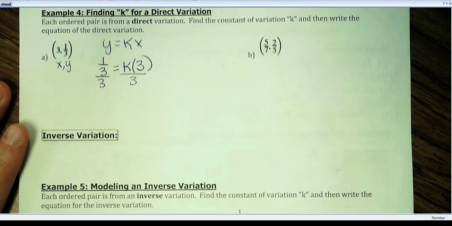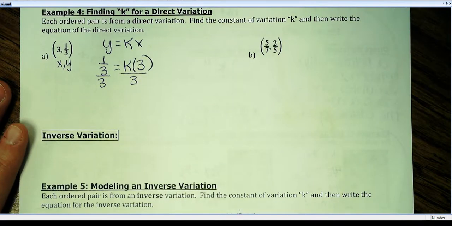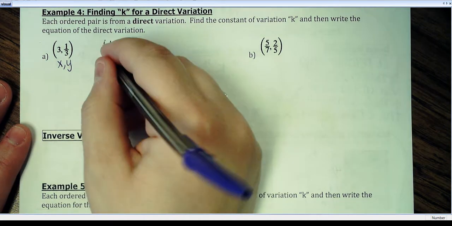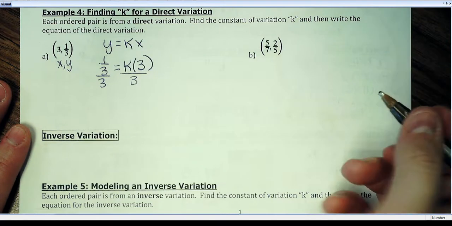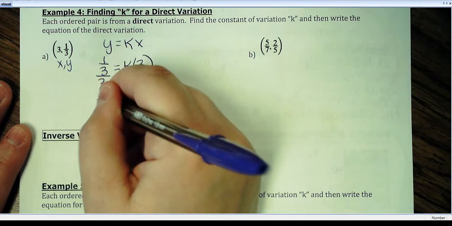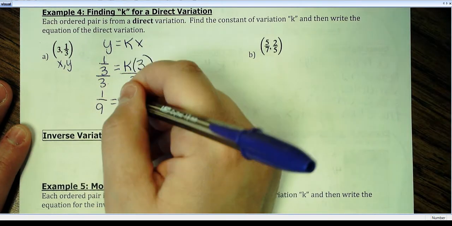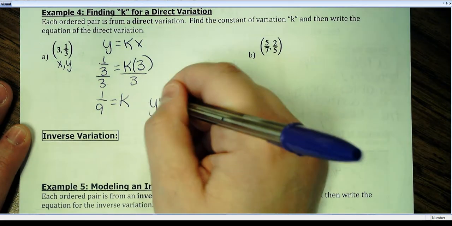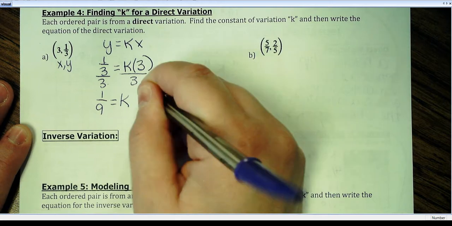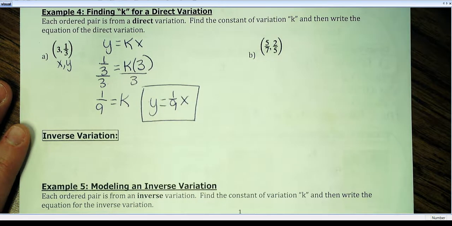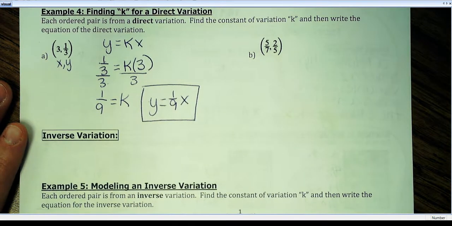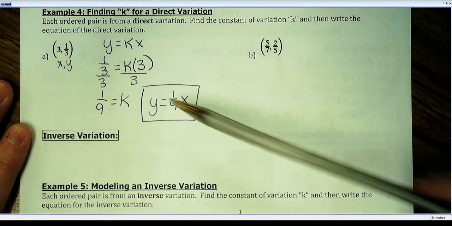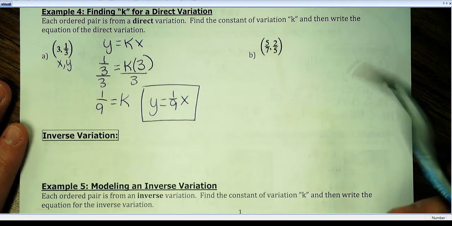Now, more of what I was doing here was trying to see how you guys would deal with dividing fractions here. Dividing by 3 is the same thing as multiplying by 1/3, so the k value here is actually going to be 1/9. So it asks you for the constant of variation, and then you're supposed to take it just one more step and actually write the direct variation relationship. So right here would be what I would do for my equation.